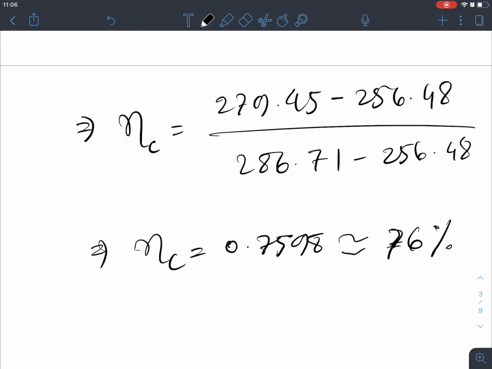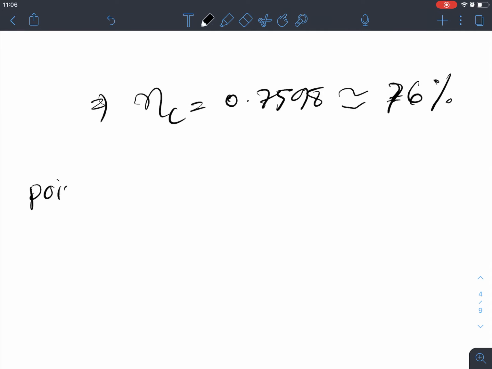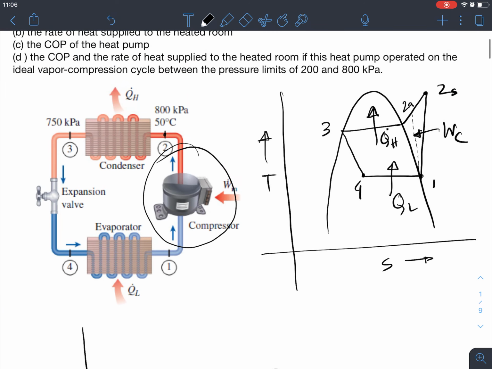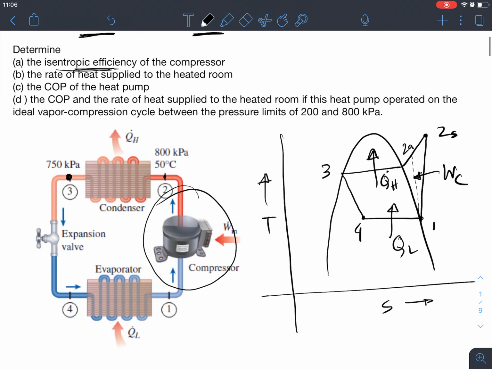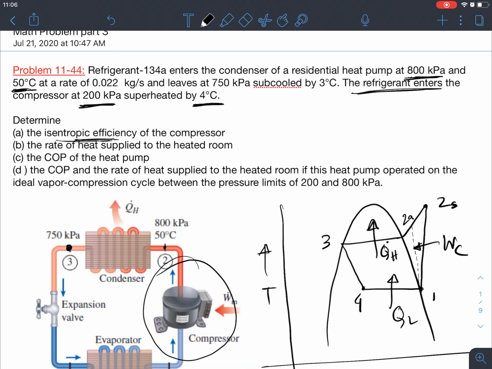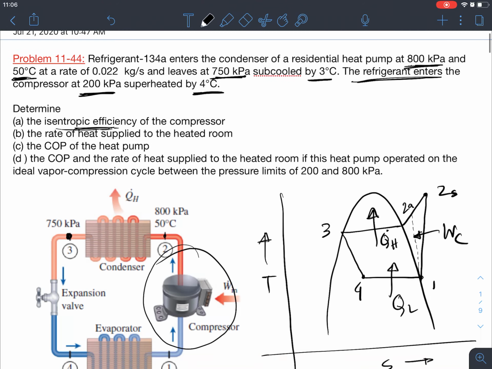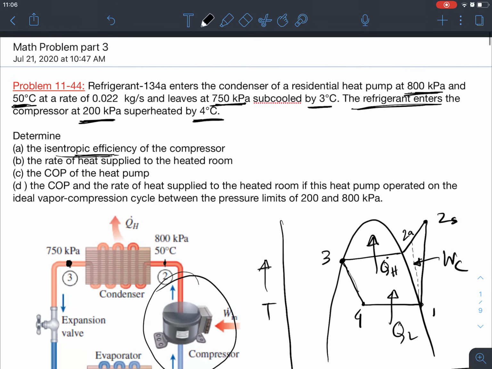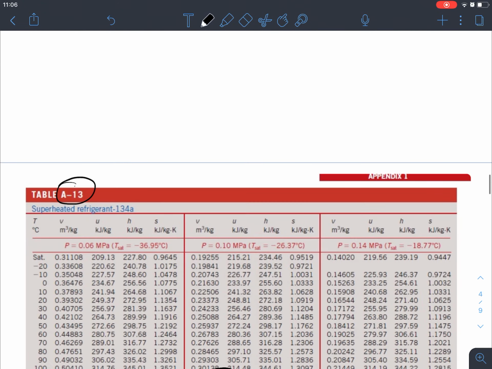That is the compressor efficiency. Now for point 3, what do we know? Point 3 is the condenser outlet. It says that when leaving the condenser, the pressure is 750 kilopascal and the refrigerant is subcooled by 3 degrees Celsius. This is critical information right here.